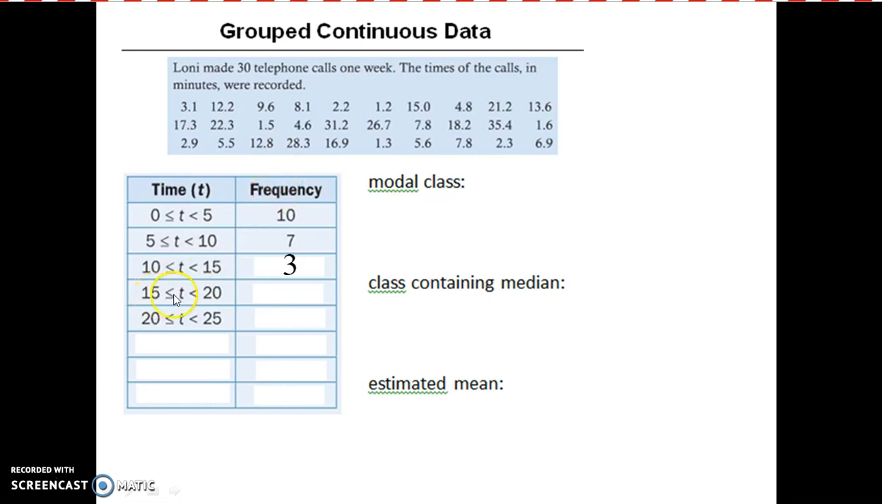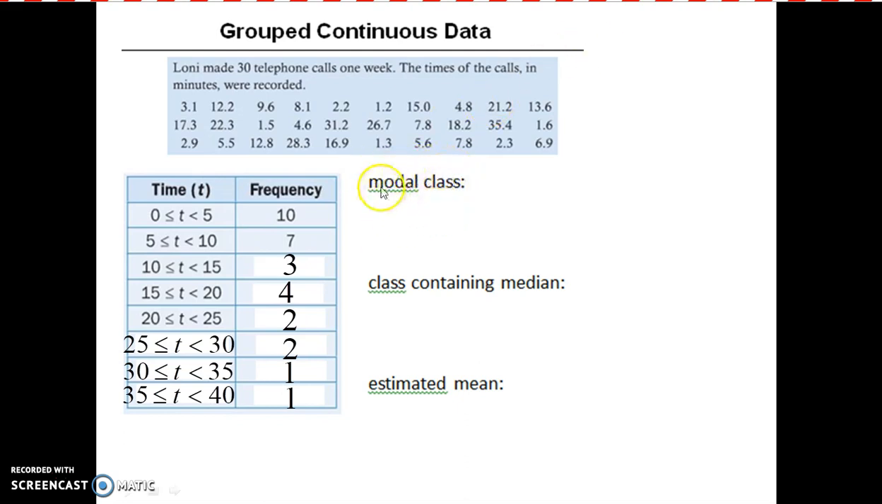And now we're looking for 15 to 20, but not including 20. And that number should be 4. Then 20 to 25, but not including 25. If you count that, we have 2 pieces of data. The next one here should be 25 to 30, including 25, but not including 30, so just under 30. If you count that data here, there's 2 pieces of data. And then continuing on, 30 to 35, 1, and 35 to 40, 1.